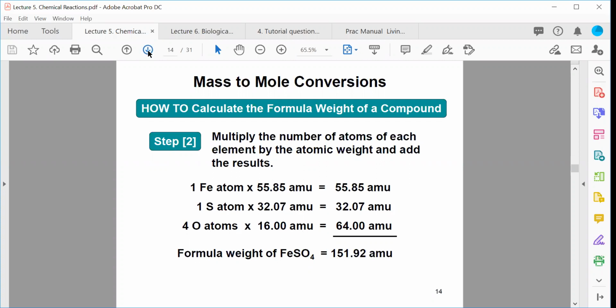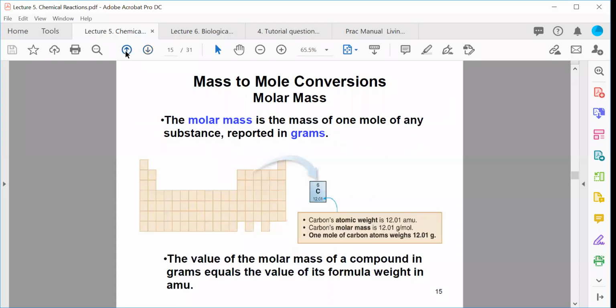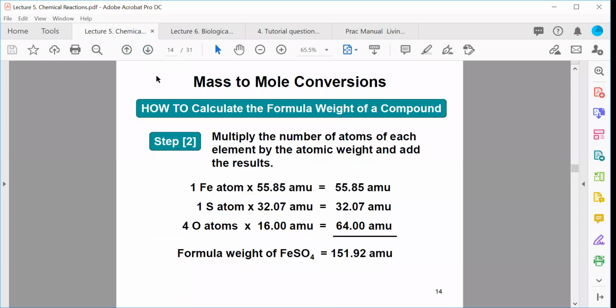So that's formula weight. And you'll actually see, on any container of any chemical, something like this, FW with a number. So that's referring to the formula weight of that particular compound, that particular chemical.